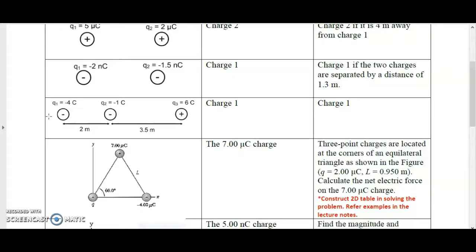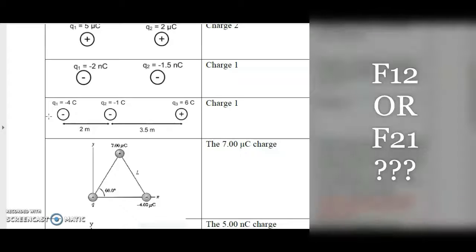So what's the difference between F1,2 and F2,1? Since they are the same direction. F1,2 simply means force on charge 1 by charge 2, but F2,1 means force by charge 2 on charge 1. So you can see that they are practically the same. Okay, so the important thing is to label them correctly.